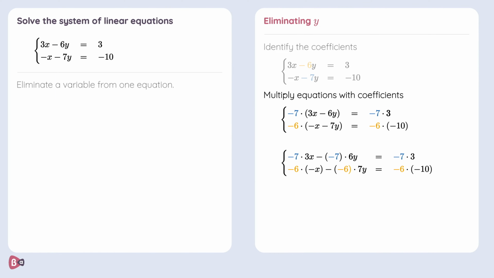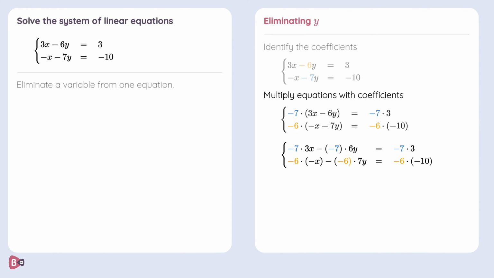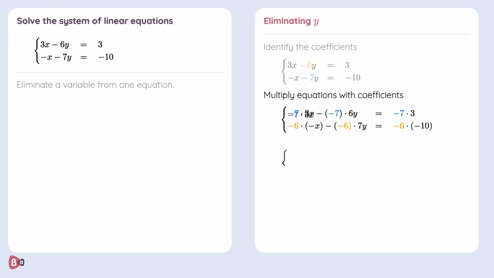We see a lot of numbers that we can simply calculate. Minus 7 times 3 is minus 21, minus 7 times 6 is minus 42, minus 7 times 3 is minus 21, and again, let's do the same for the second equation. Now what we can see is that we have 42y in both equations. So if we subtract one from the other, the y should disappear entirely.